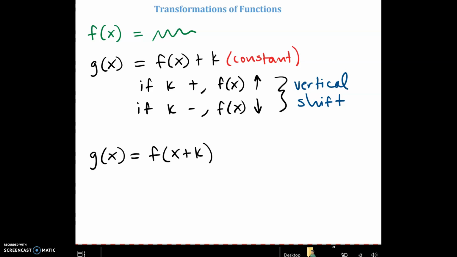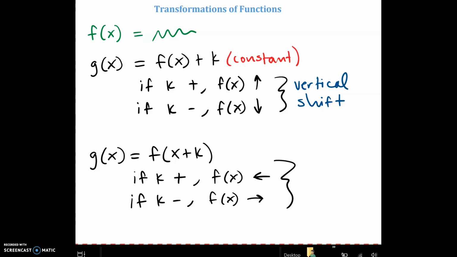it's horizontal. So if k is positive, f of x gets shifted to the left. Counterintuitive, because left is usually associated with negative, but for whatever reason, if k is positive in there, f of x gets shifted to the left. And if k is negative, then f of x gets shifted to the right, which is the positive direction, but k is negative. So just remember that it's reverse of the vertical shift.